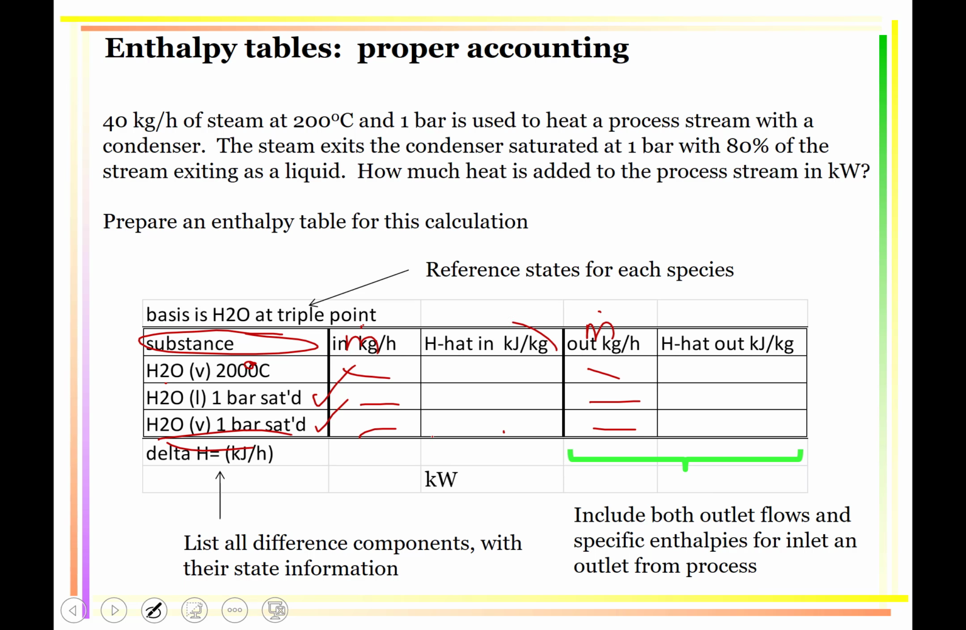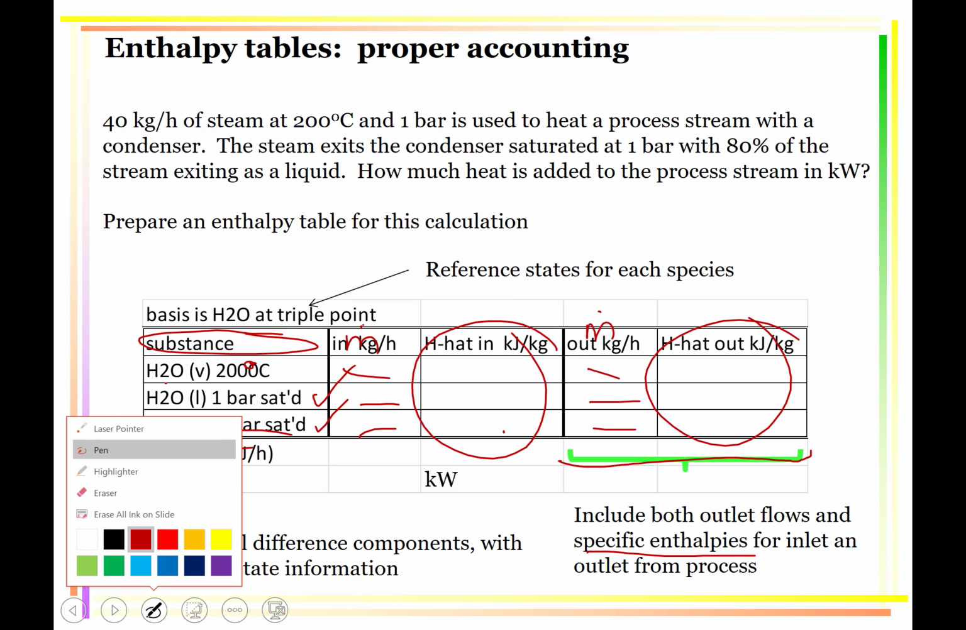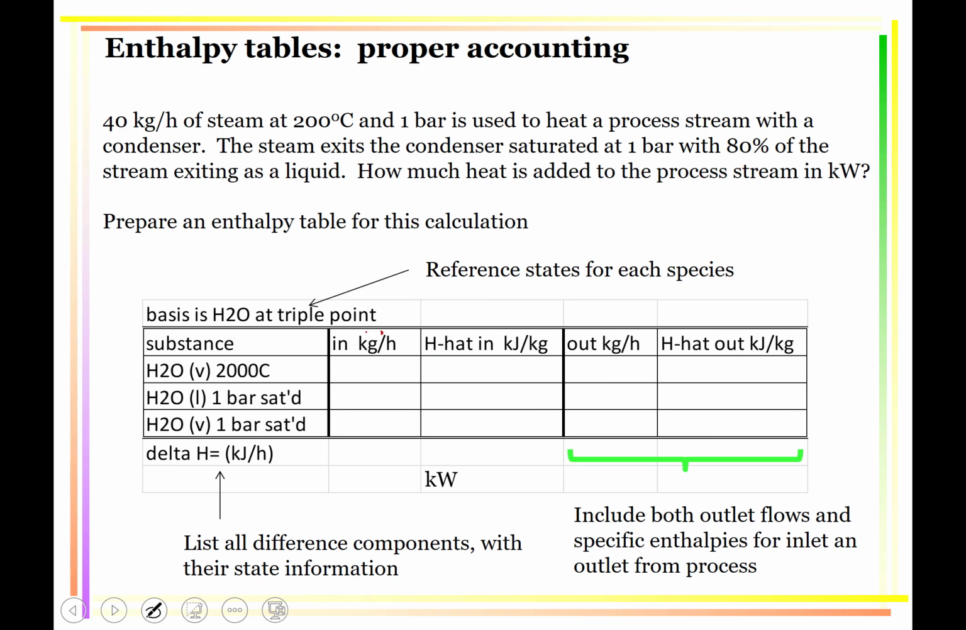And then we find the enthalpies, in this case, from the steam tables. In other cases, we may have to calculate them. This is going to be the outflow rates and the specific enthalpies for the inlet and outlet process. So notice that our N dot is in kilograms per hour, and our H hat is in kilojoules per kilogram. So we're going to end up with a delta H here.